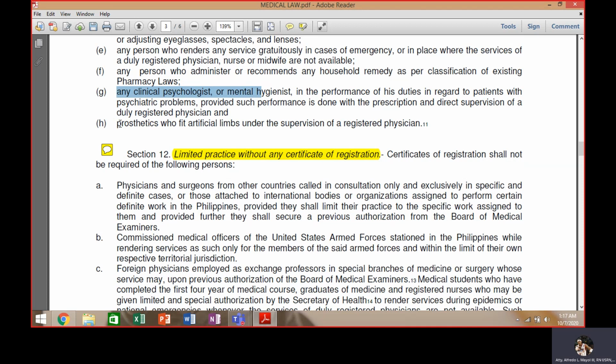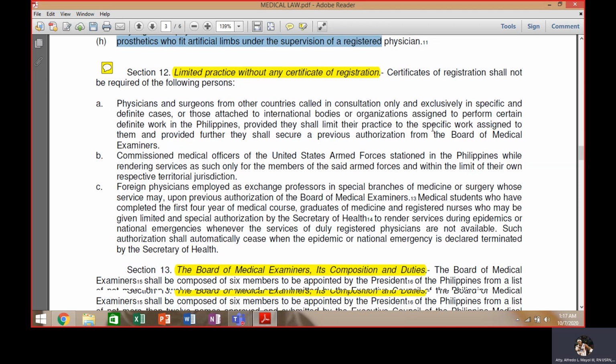Lastly, prosthetics who fit artificial limbs under the supervision of a registered physician. Now, let's go to section 12, limited practice without any certificate of registration. Okay? Because one requirement in order to practice medicine is a certificate of registration.